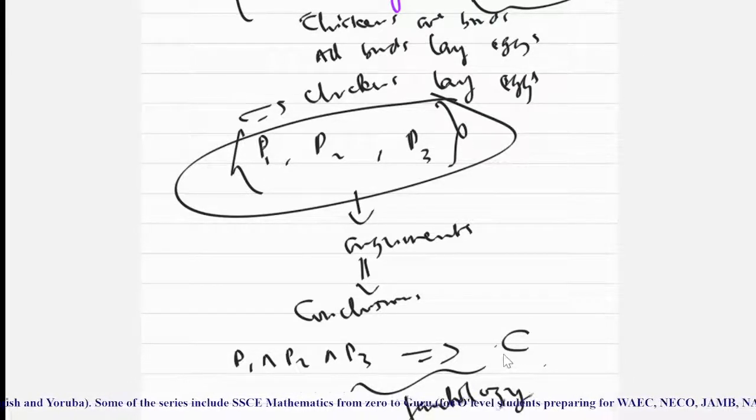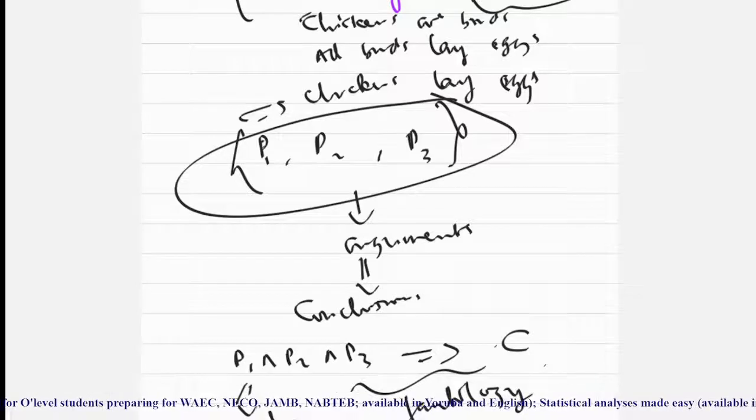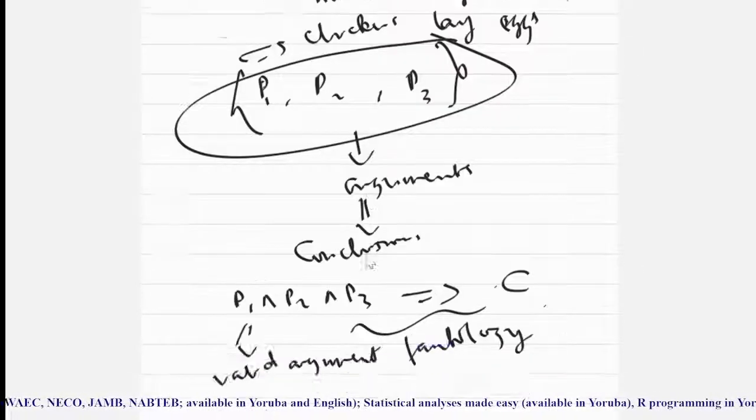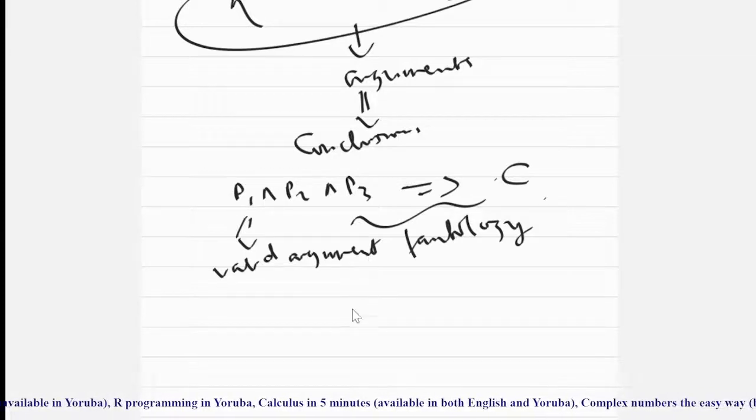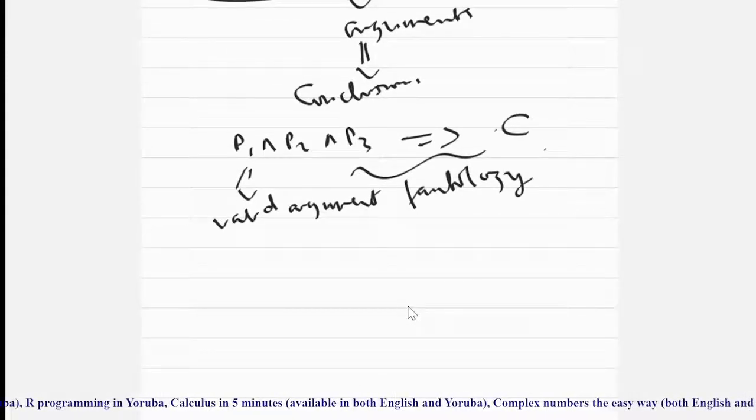I told you if an argument is valid by virtue of this property, then it is a valid argument. Otherwise, it is not valid. We just call it a fallacy. I described how you can use a Venn diagram to determine the validity of an argument. But in this video, I'm going to explain how you can use truth tables to determine the validity of an argument.